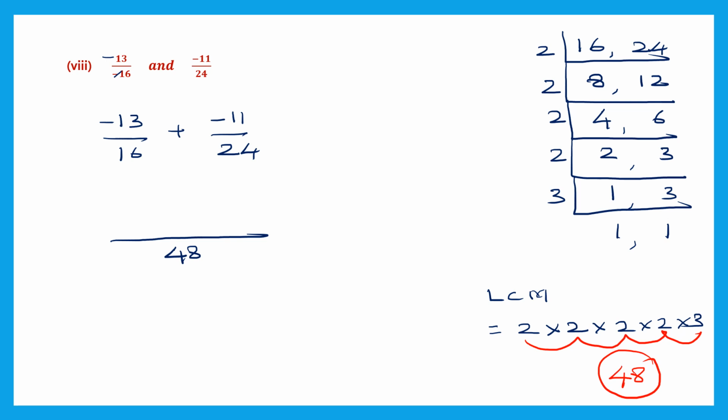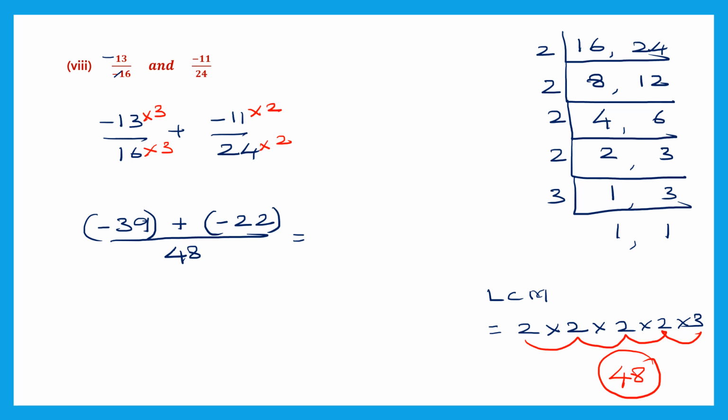Now 16 into 3 is 48. So multiply 13 also by 3. Minus 13 into 3 is minus 39 because 13 into 3 is 39. Plus 24 into 2 is 48. So let's multiply this also by 2. Minus 11 into 2 will be minus 22 because 11 2's are 22. So we have minus 39 plus minus 22.